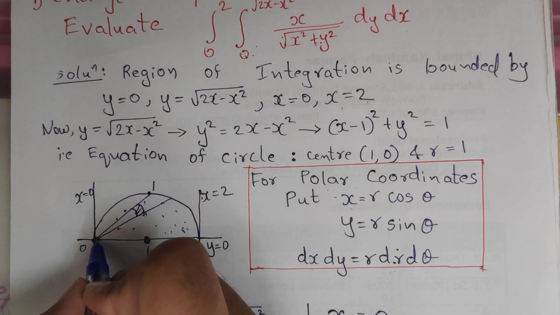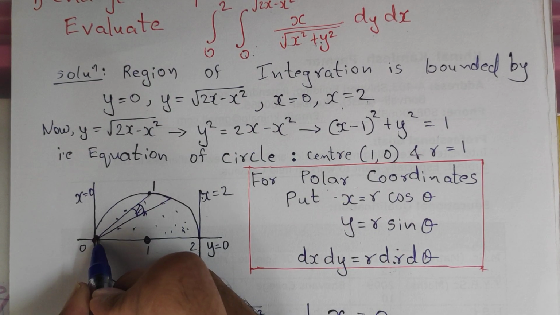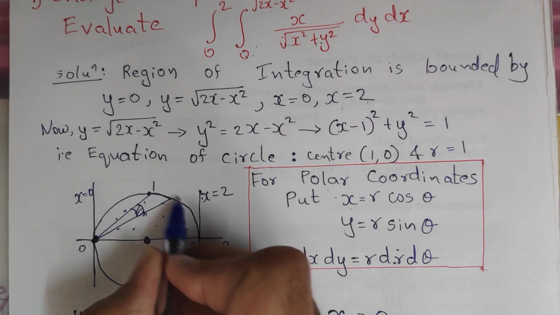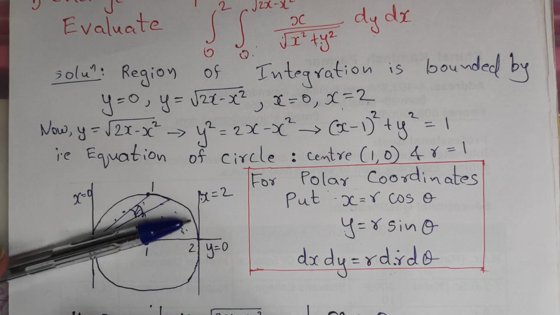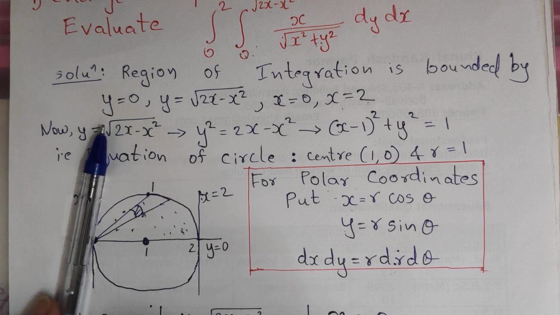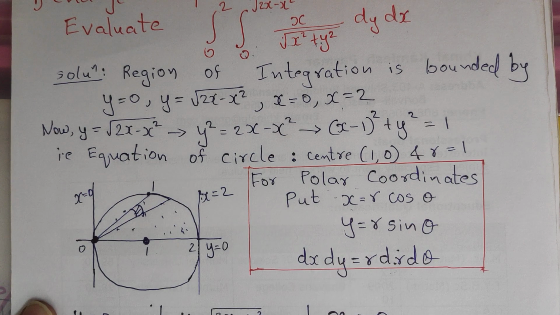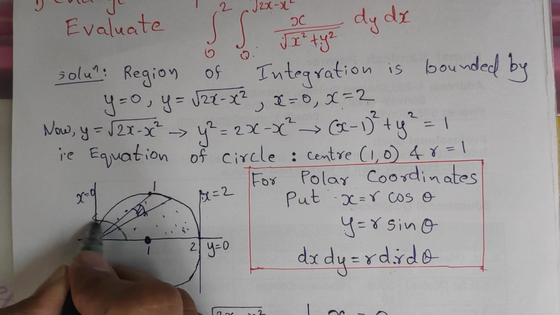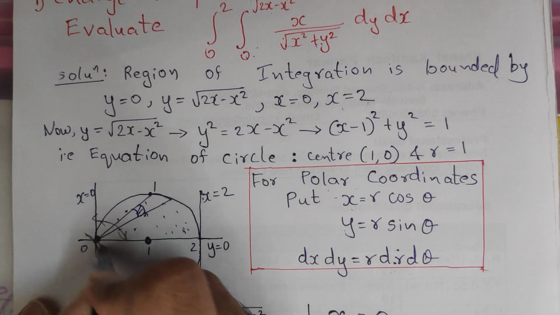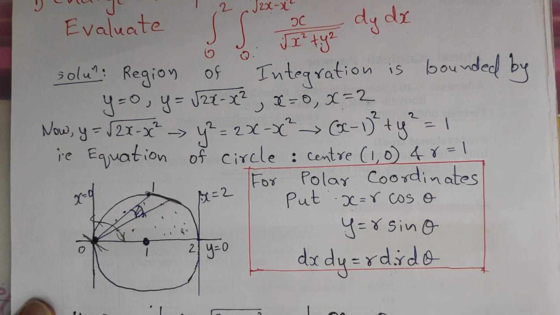So the limit of r will be from the starting point of the radial strip to the ending point of the strip. So r will be starting from 0 to the circle, and theta will be the way the radial strip moves in the region. So the strip will move from this point to this point, so it will move from 0 to pi by 2. Our strip will be moving like this. This will be our theta and r will be from here to here. So theta is 0 to pi by 2, r is 0 to the equation of the circle.